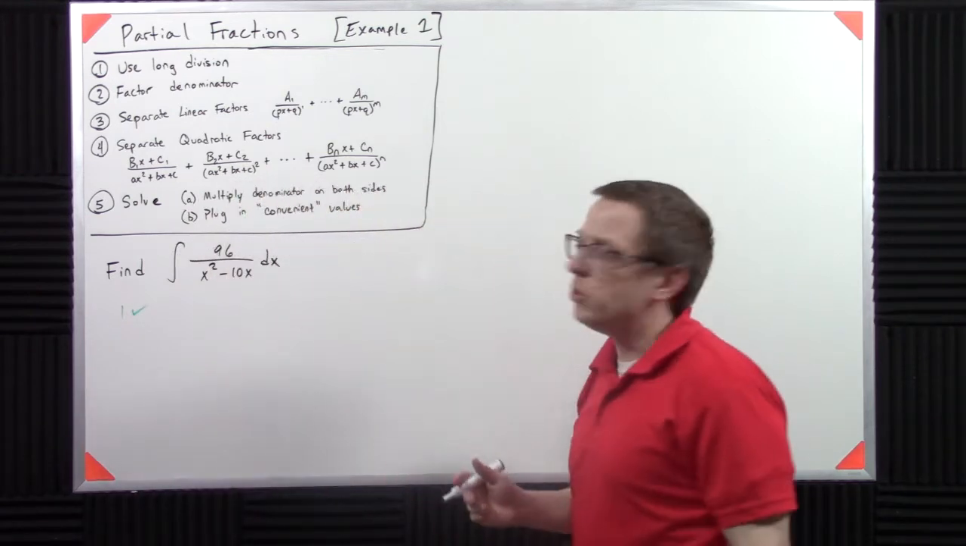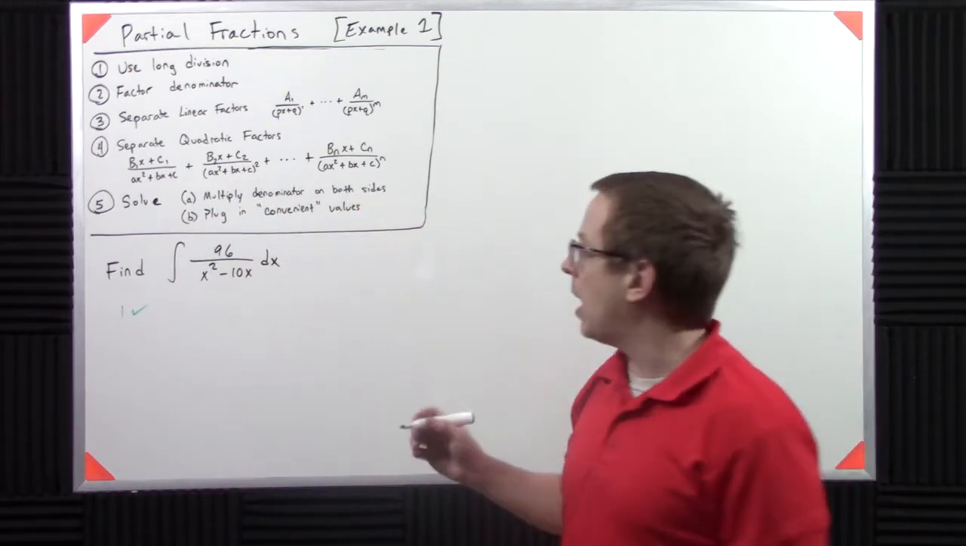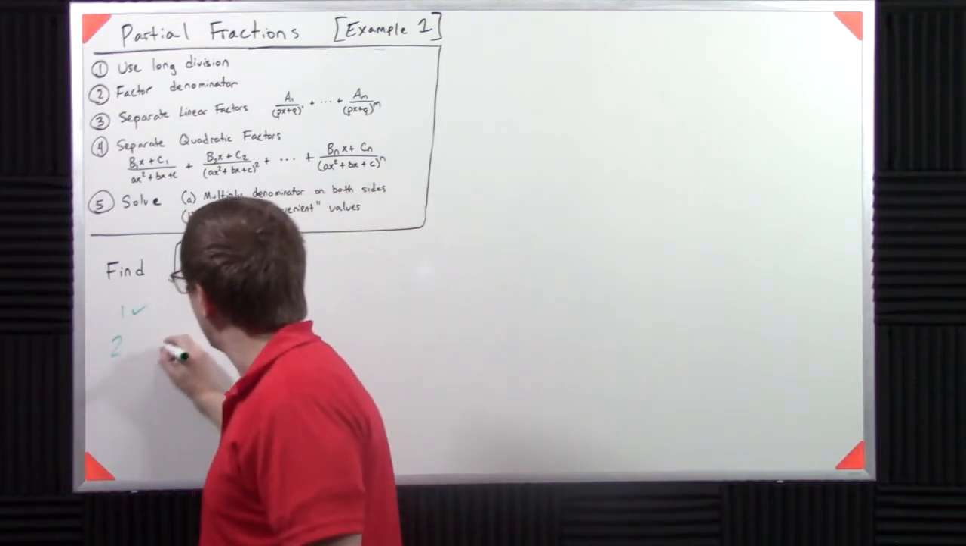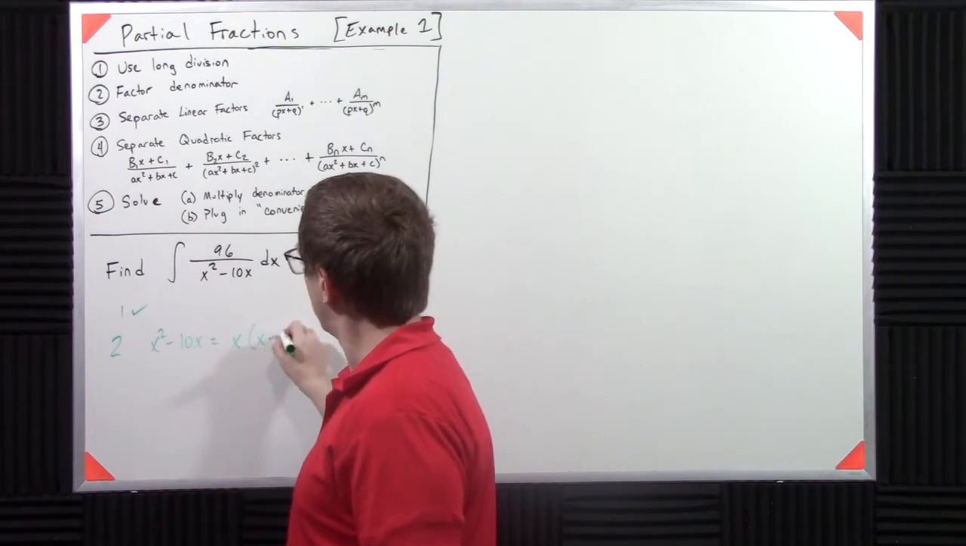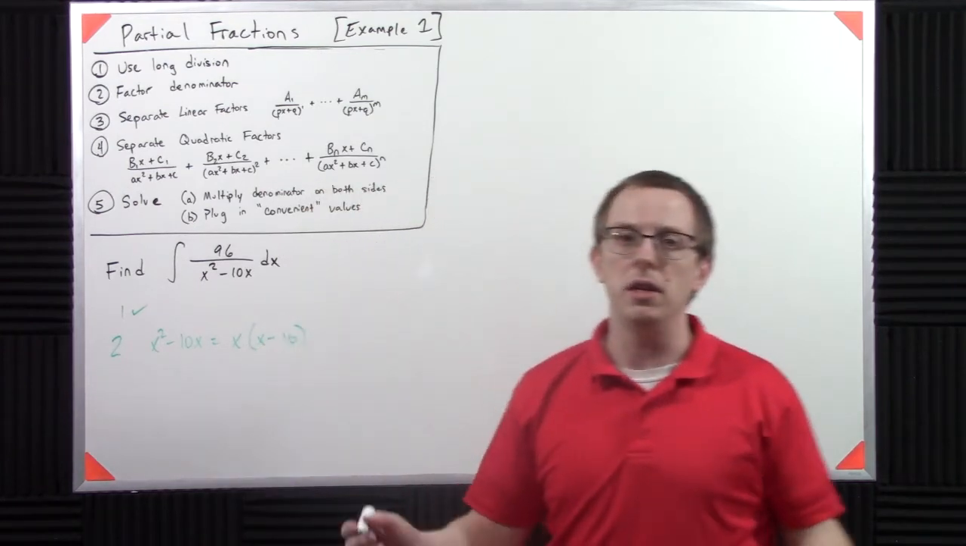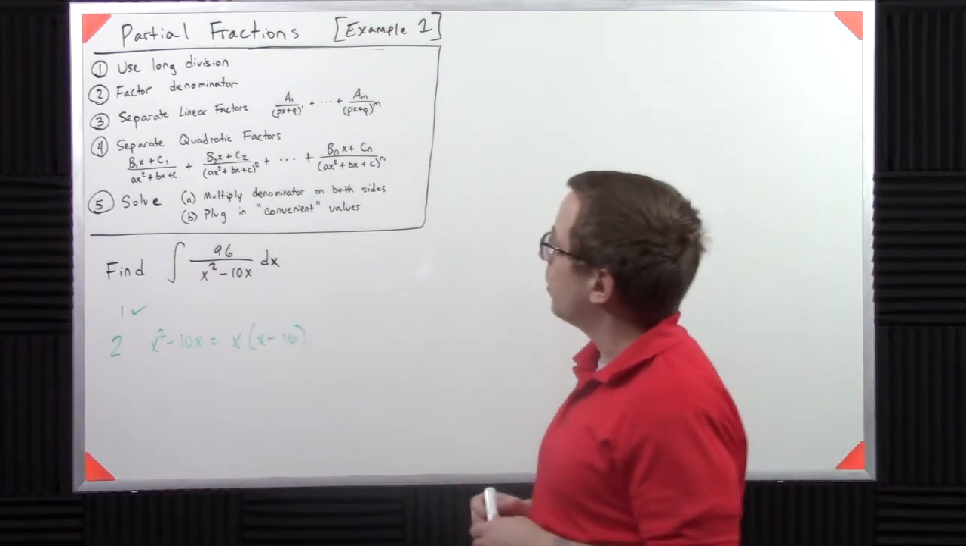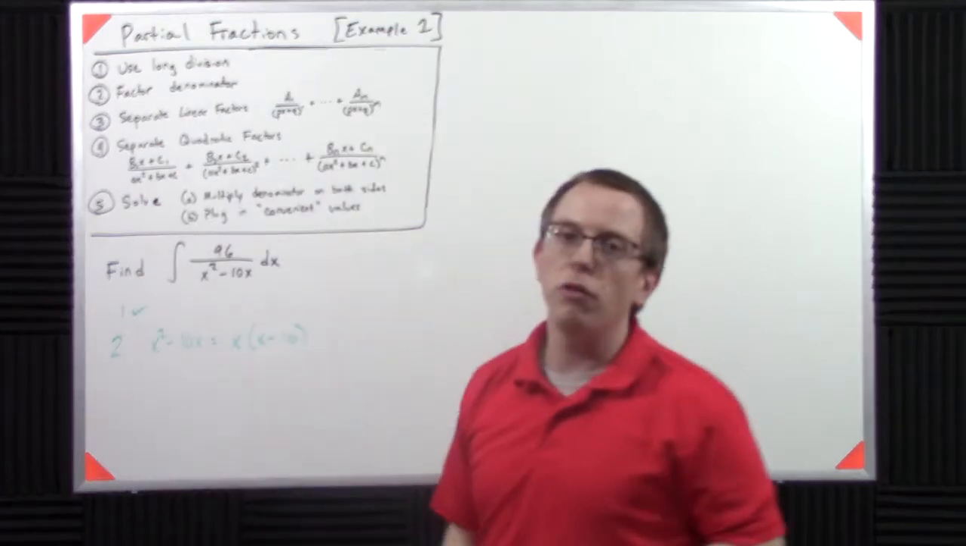The second thing I need to do is factor that denominator. So I need to say x squared minus 10x is x times x minus 10. Simple enough. The third thing is I need to separate linear factors.